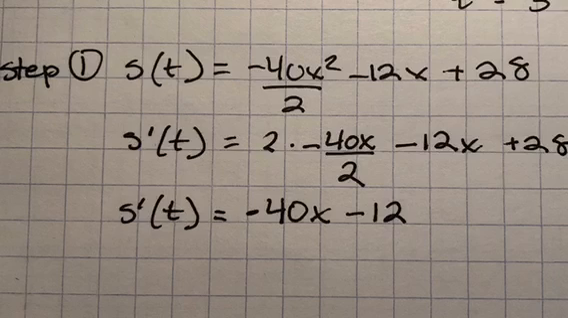So we use what we already know about finding derivatives to recognize that the 28 is a constant, and so the derivative is 0, which is why it disappears. The negative 12t, you would multiply the 1 times the negative 12 to get rid of the t, which is how you get negative 12. And then you multiply the 2 in front of the negative 40t, which would give you negative 80t. However, it's divided by 2, so you get negative 40t. So the derivative is s prime of t equals negative 40t minus 12.